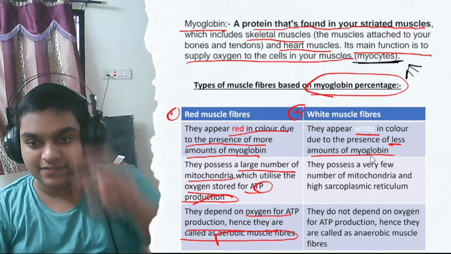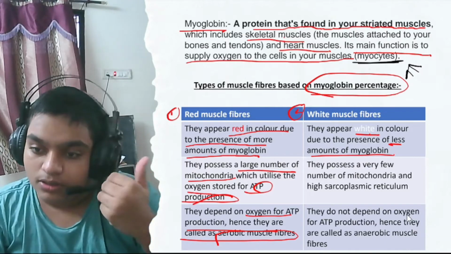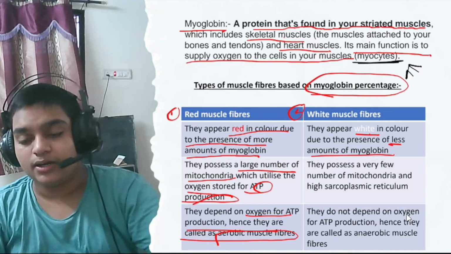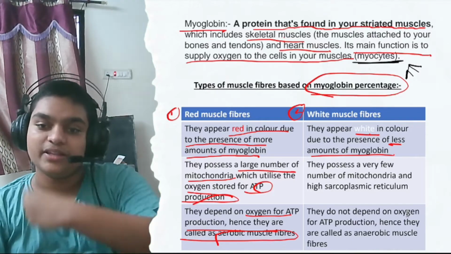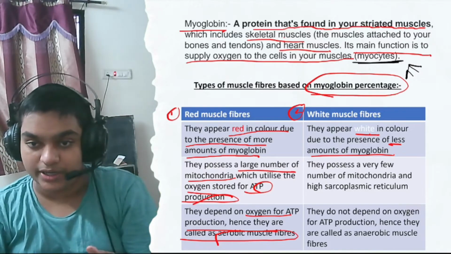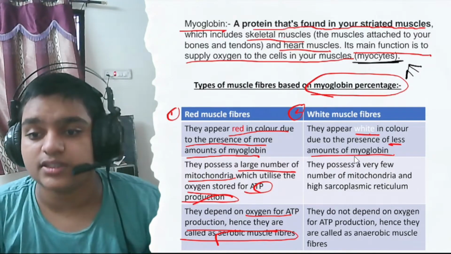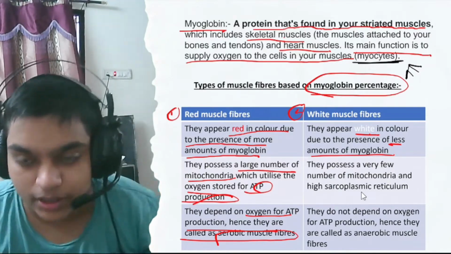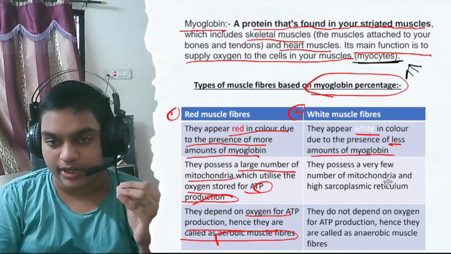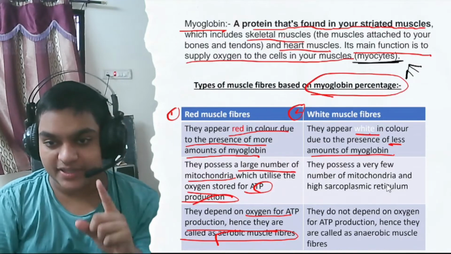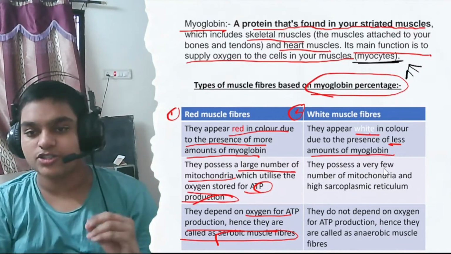And since they have very little myoglobin content, they have a very small oxygen supply, and since they have less oxygen supply, they have very few mitochondria. Yes, since they have a low percentage of oxygen supply, they have fewer mitochondria. As they have fewer mitochondria, they should be useful in some other function.